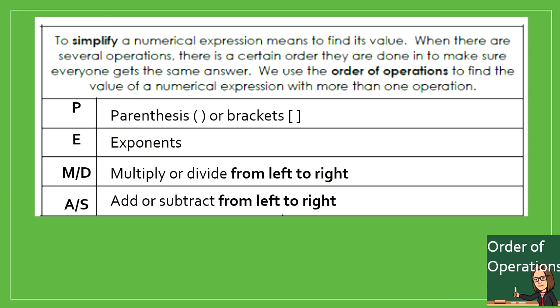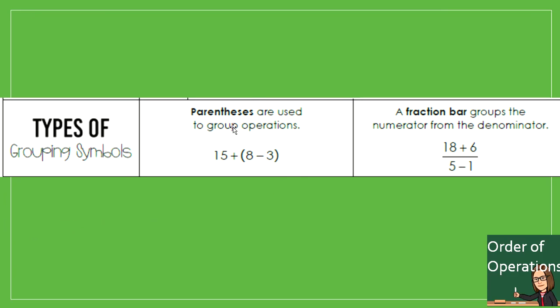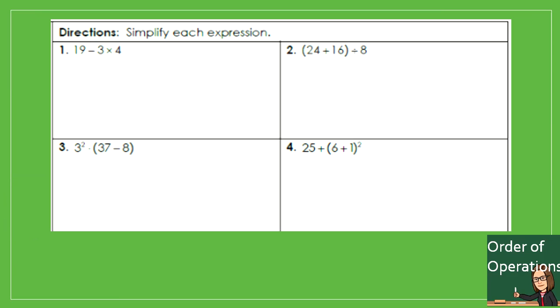Now, when you have grouping, I said parentheses and brackets. You can have parentheses like this. You can also have a fraction bar where you have to do the top and the bottom separately. That's just something to add. Okay, so now we're going to go through a few examples.